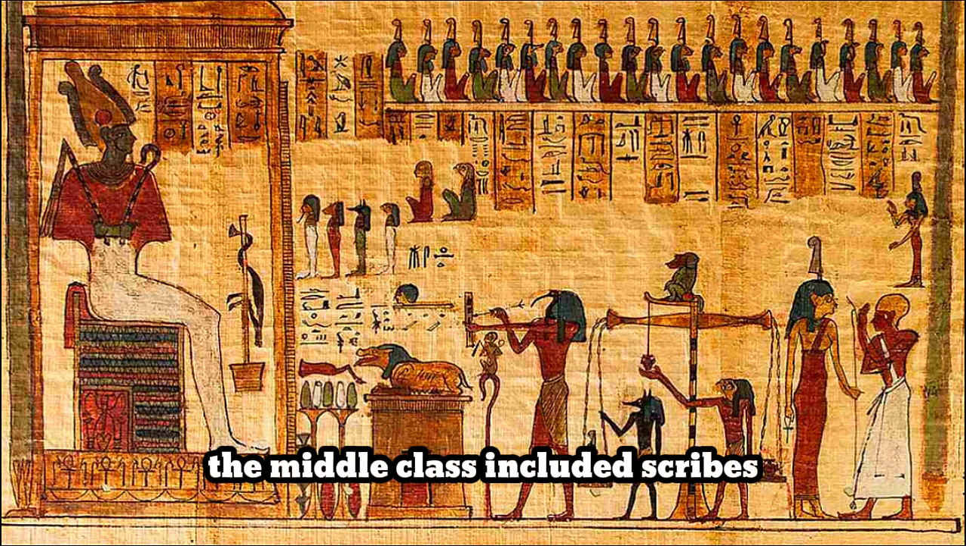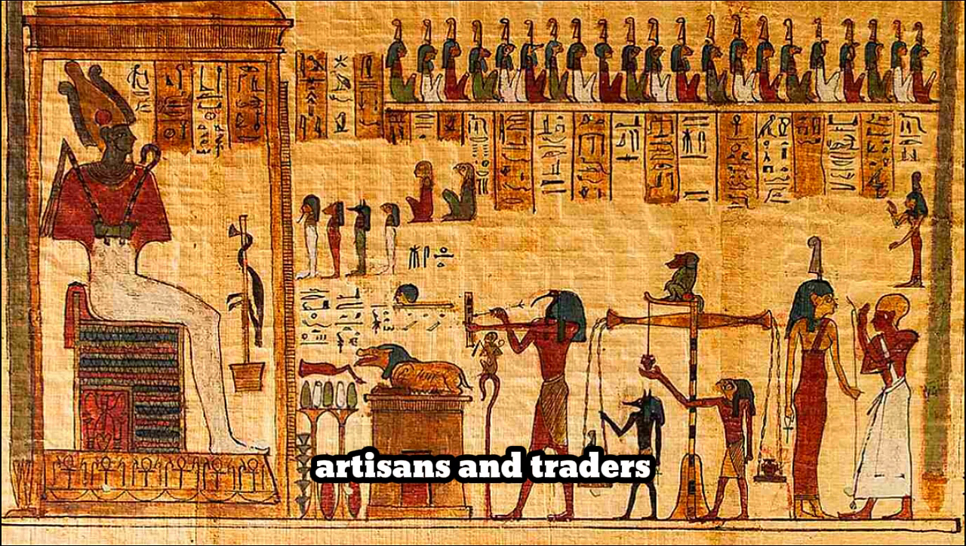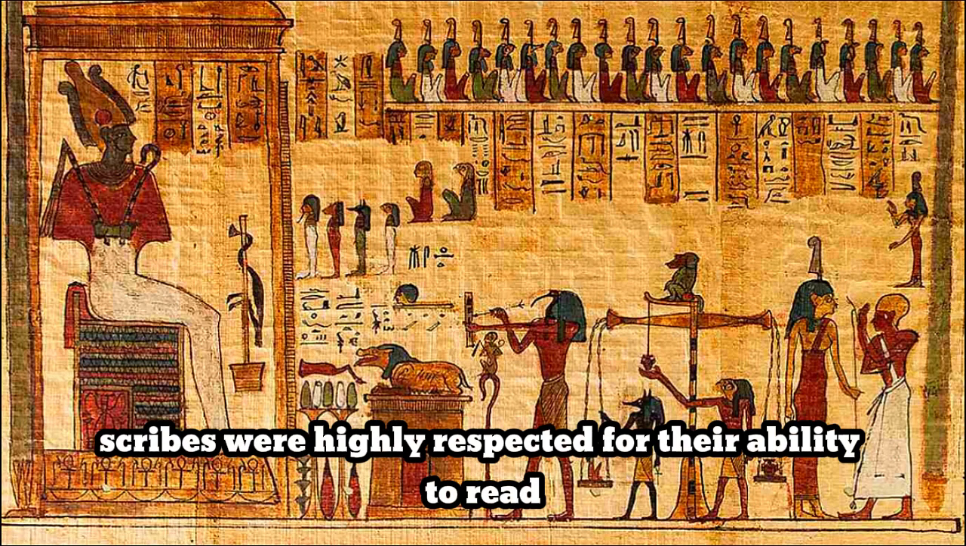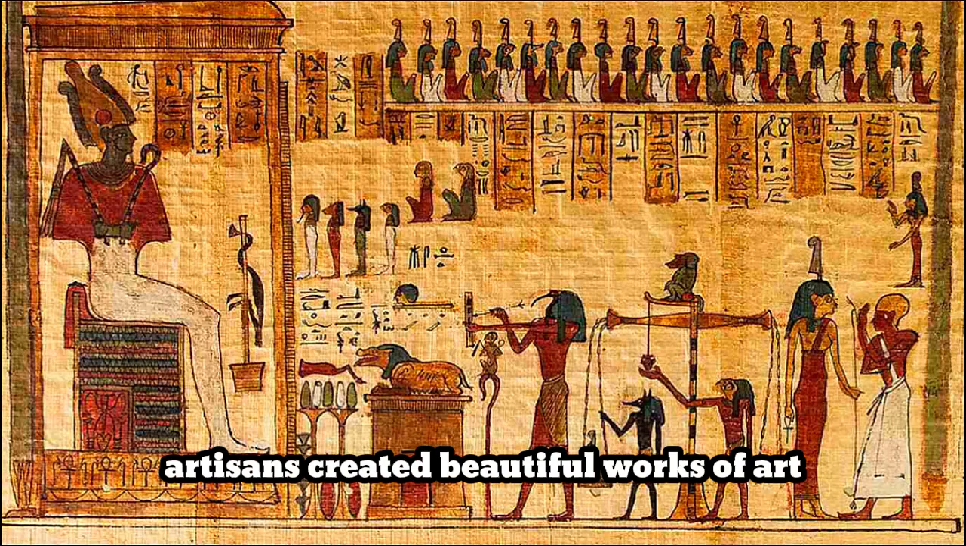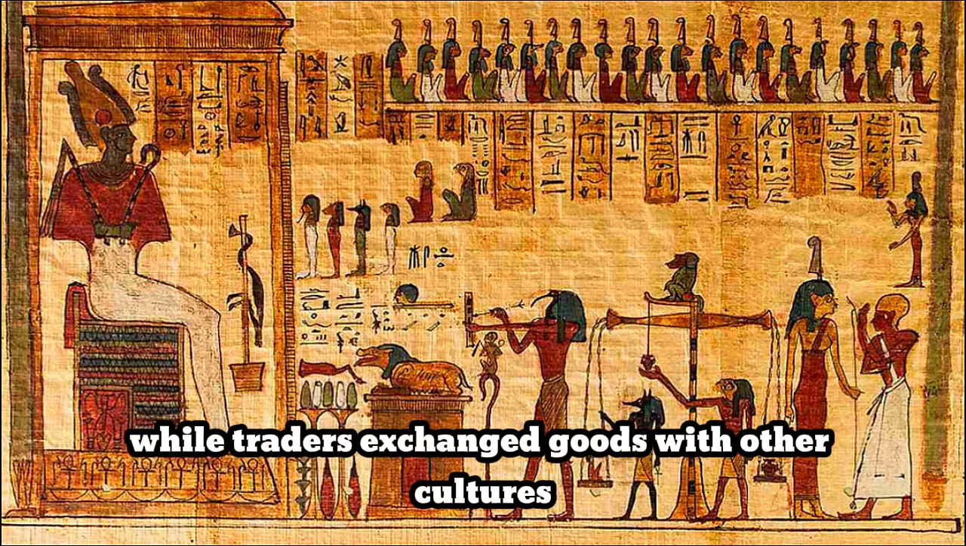The middle class included scribes, artisans, and traders. Scribes were highly respected for their ability to read and write. Artisans created beautiful works of art, while traders exchanged goods with other cultures.